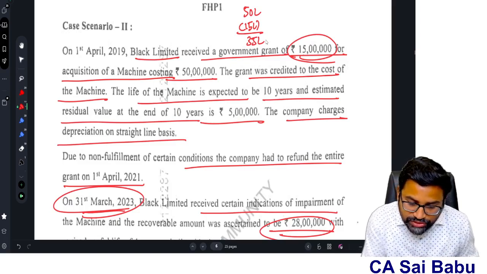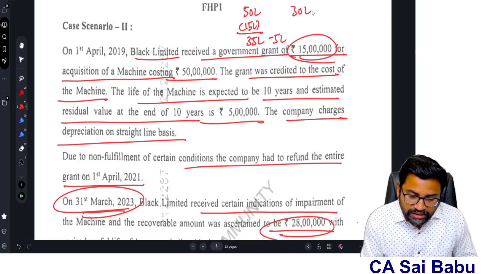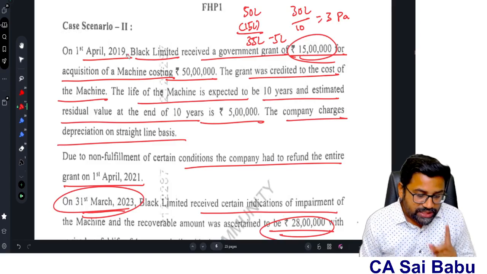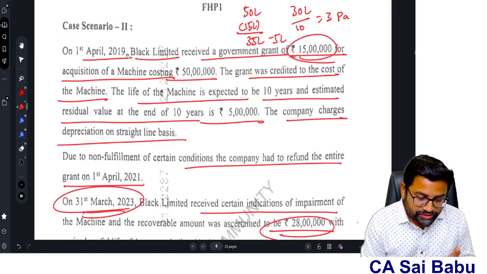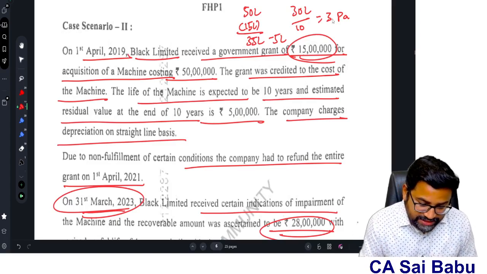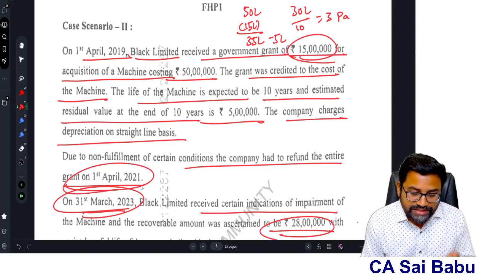And residual value 5 lakhs. Therefore, depreciable amount is 30 lakhs. And over 10 years we need to provide depreciation. That means every year 3 lakhs per annum. So you purchased on 1st April 2019. That is 19-20, 20-21. 2 years, 6 lakhs is the depreciation. Because on 1st April 2021, after 2 years, the refund has been done.